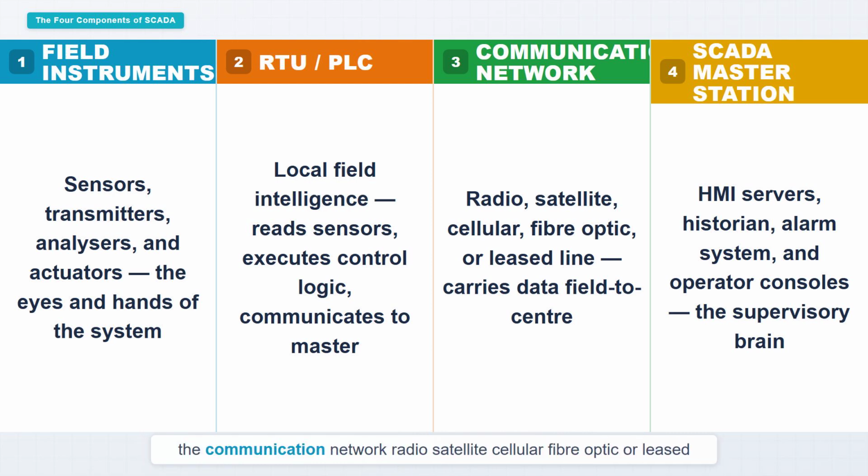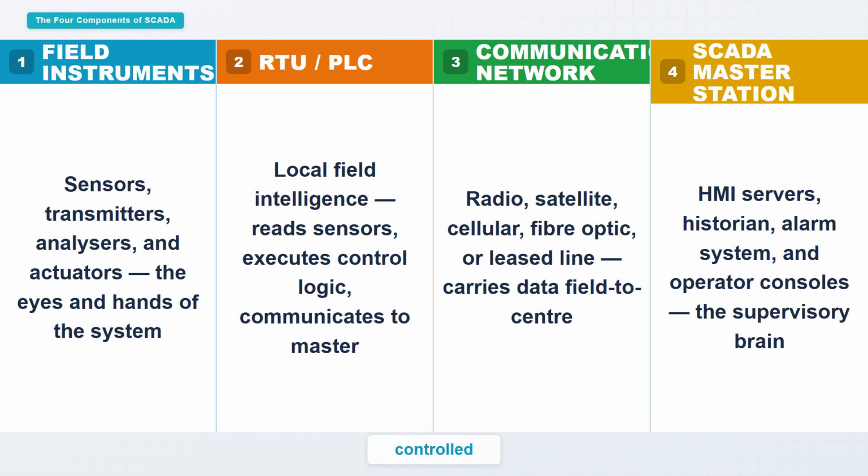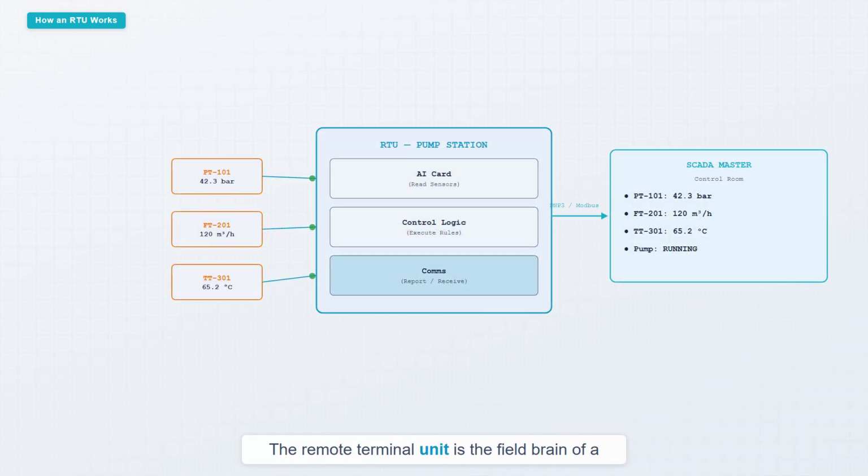Third, the communication network: radio, satellite, cellular, fiber optic, or leased line, which carries data between the field and the control center. Fourth, the SCADA master station: the HMI servers, historian, alarm system, and operator consoles where everything is displayed and controlled.